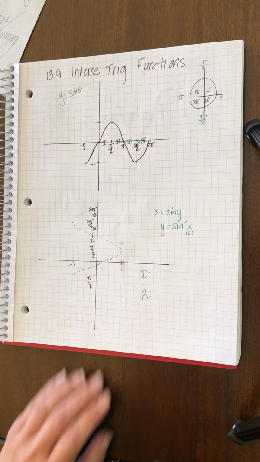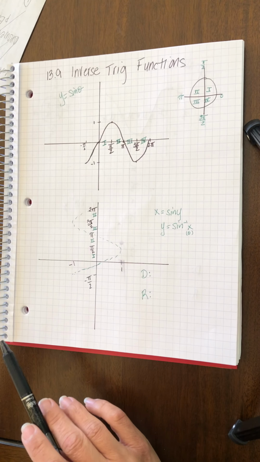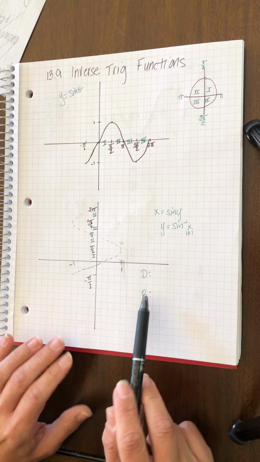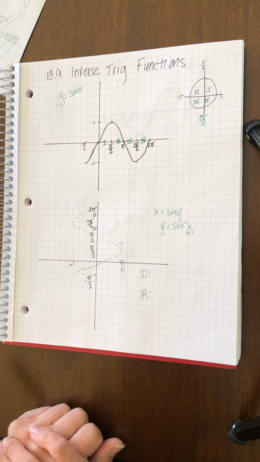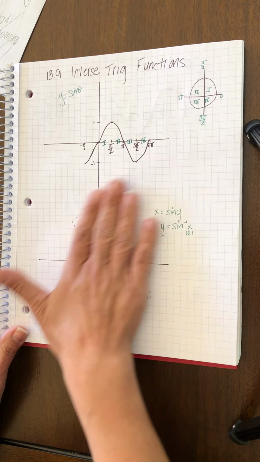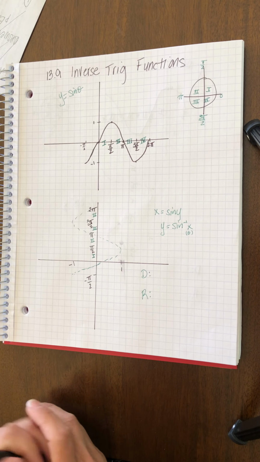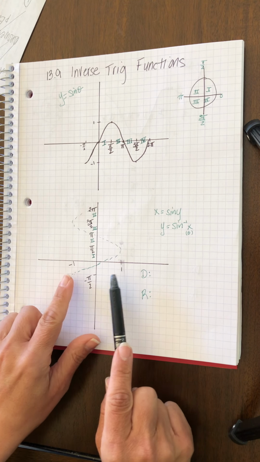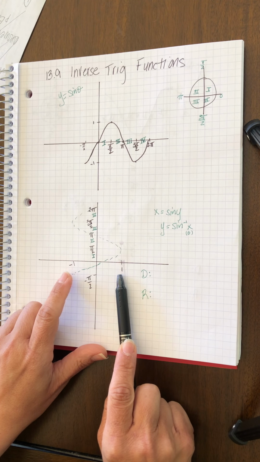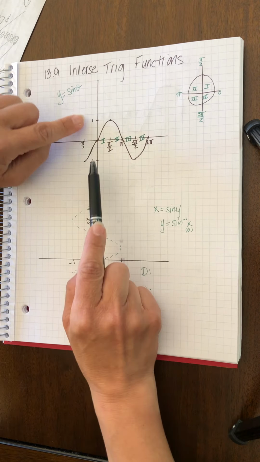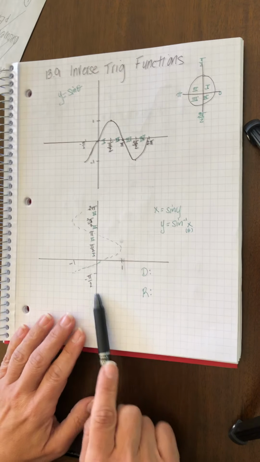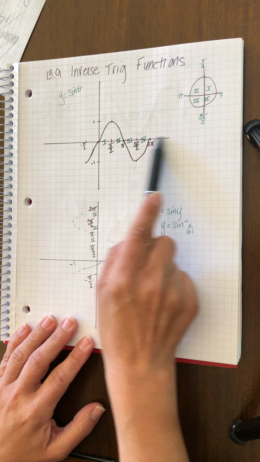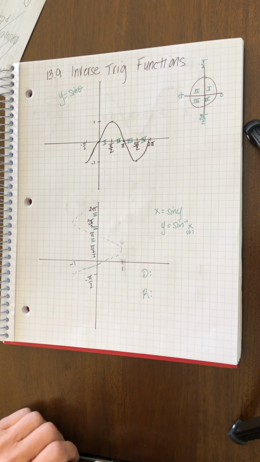So here's my sine curve. If I'm going to find the inverse, you might want to pause the video and copy what I have here. If I'm going to find an inverse, I switch x and y. So the x-axis is now from -1 to 1, whereas before that was the y-axis. And now my y-axis is the angle measures. So the angle measures went from being the x-axis to the y-axis.